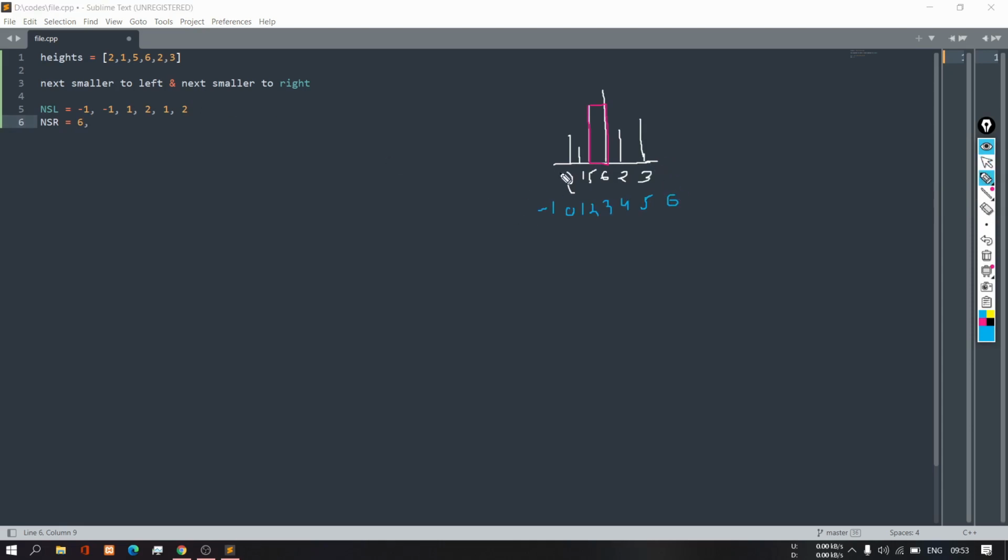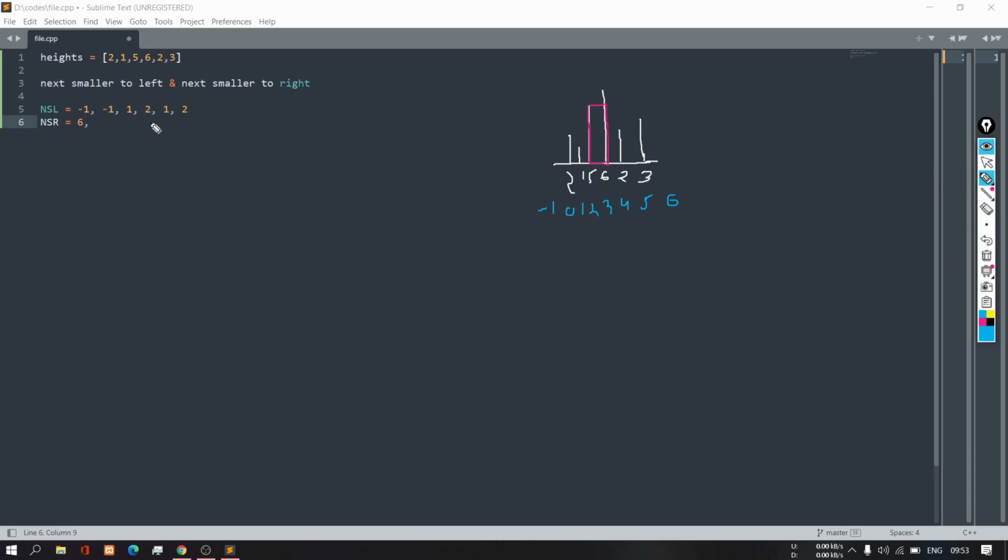Why? If there is no element, then this is our answer. And similarly, when there is no element to the left, I have taken this -1. And if there is no element to the right, I have taken this 6, which is equal to our length. That's why I am putting the length. Okay, so it is 6.